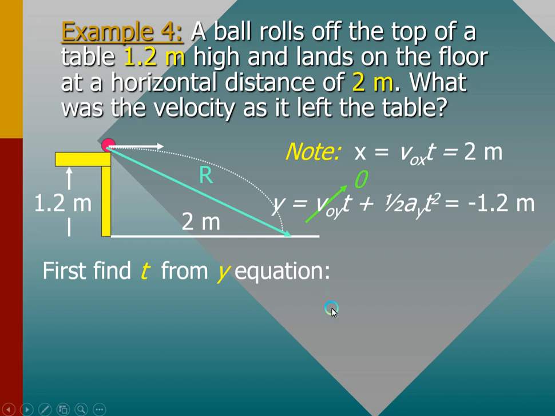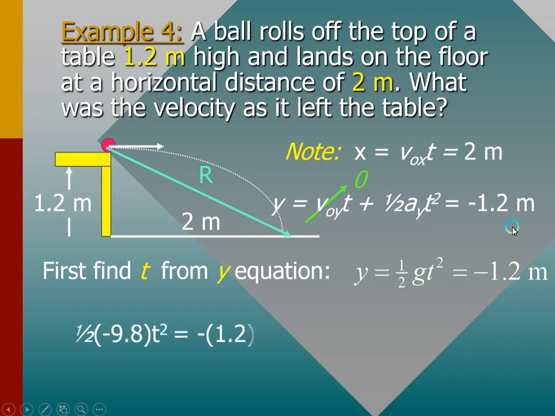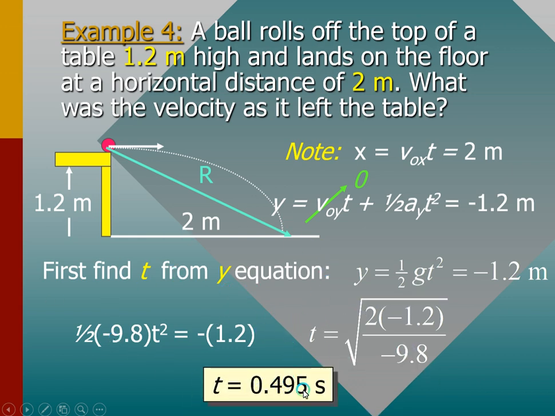Okay? First, find t from the y equation. So we have t, where y is equal to 1/2 g t squared, which is equal to negative 1.2. So we can manipulate our equation, and we get the time, which is equal to 0.495 seconds.